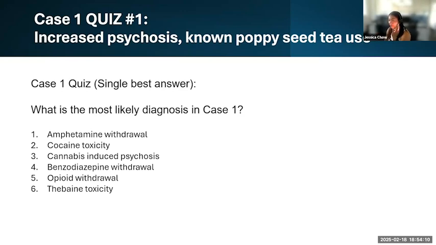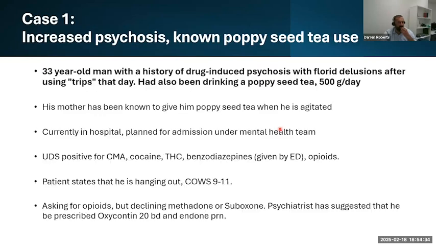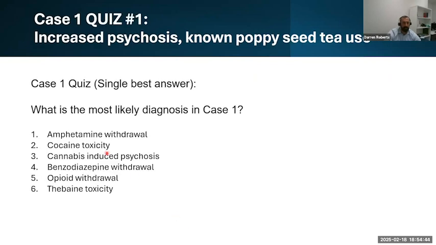So about 55% chose opioid withdrawal. Great. And about 35% thought maybe thebaine toxicity, and some thought cannabis-induced psychosis. Yeah, so he does have psychosis, and maybe I didn't ask that question very well. But the question, I guess, was more to do with his current symptoms of concern, which relate to the high cows and him hanging out. He's going to be going under mental health. It relates to, is this consistent with opioid withdrawal? And in my mind, yes, it is consistent with opioid withdrawal, and that was the answer that I was looking for.